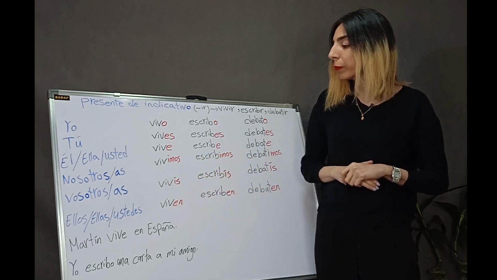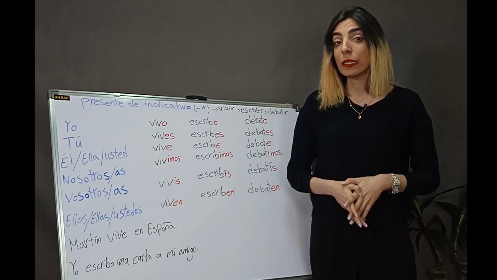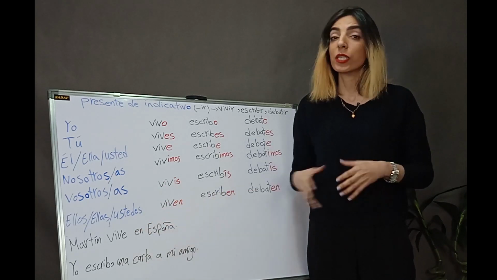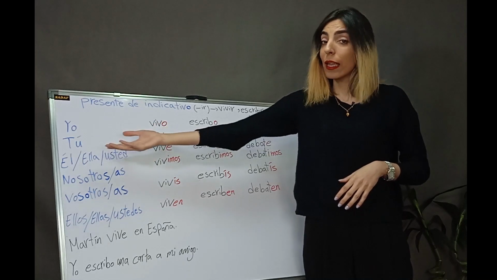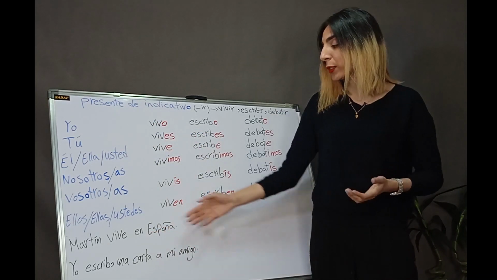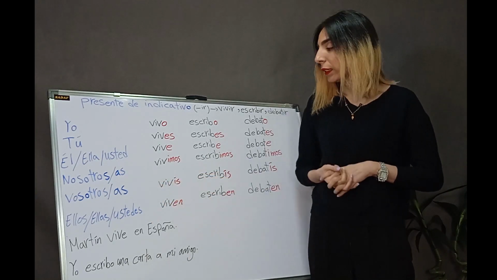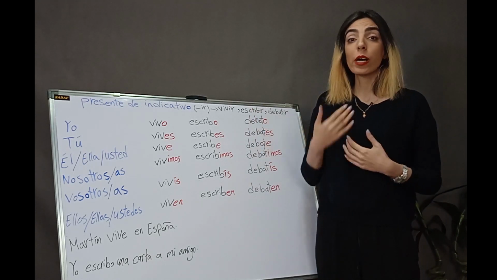As an example, Martín vive en España. Martín lives in Spain. Vive, so él, Martín is él, so vive. En means in, España means Spain. Martín lives in Spain.